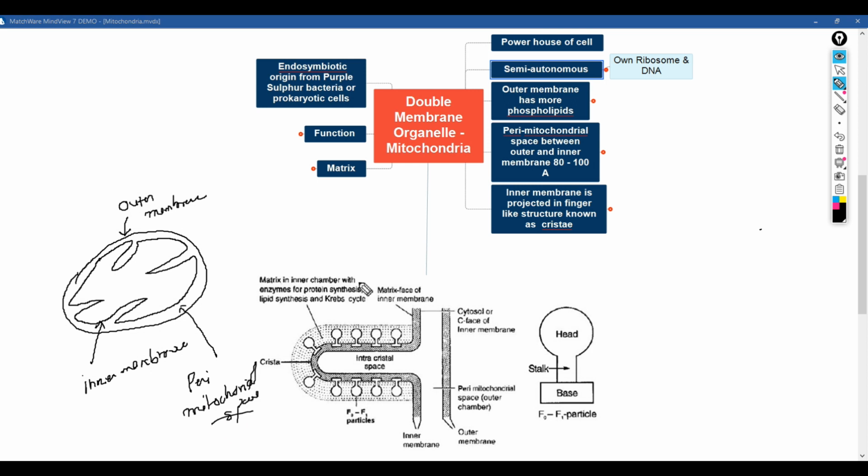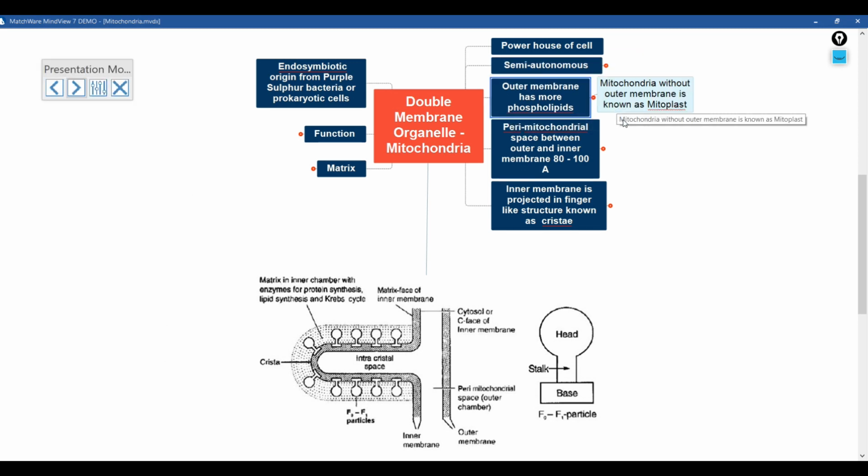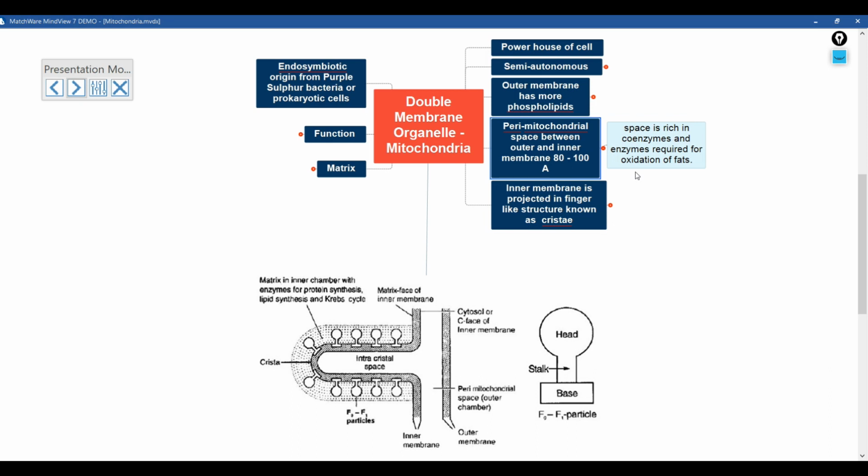The outer membrane has more lipids, more phospholipids in comparison to the inner membrane, and the mitochondria without the outer membrane is called a mitoplast. Okay. Now as we have shown in the previous diagram, there is a perimitochondrial space, and the perimitochondrial space is 80 to 100 angstrom. This space is very rich in coenzymes and the enzymes required for the oxidation of fats.